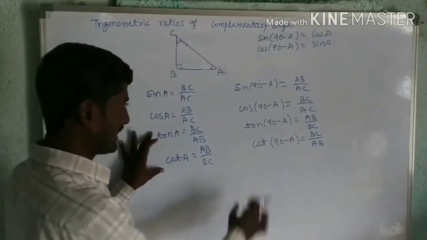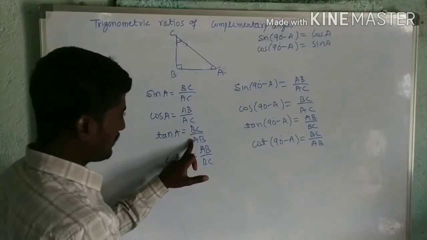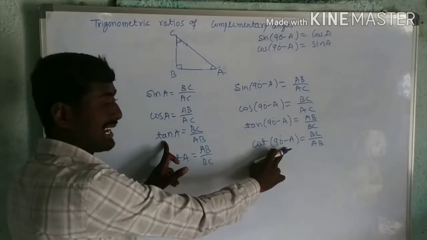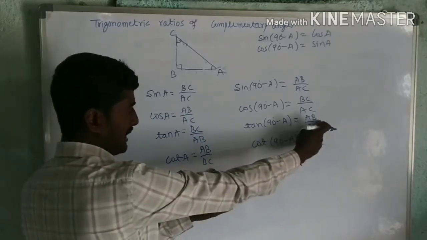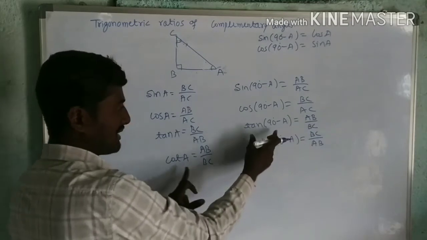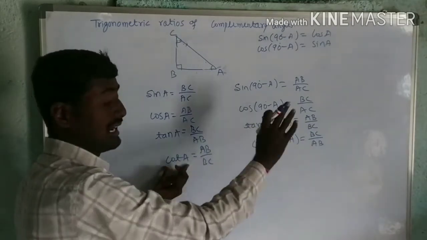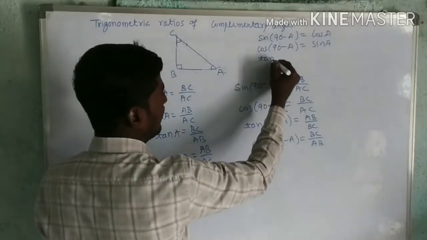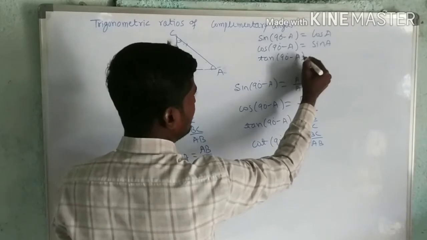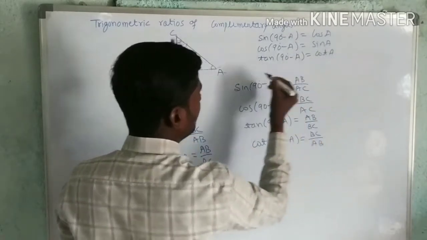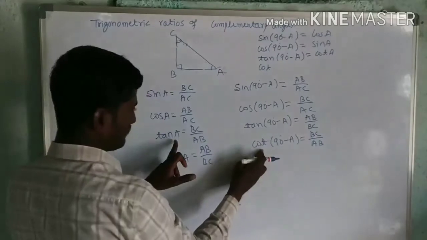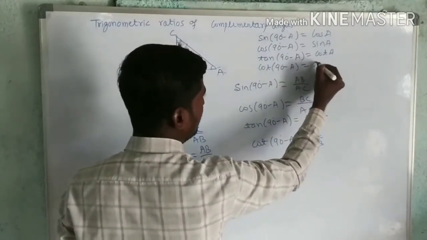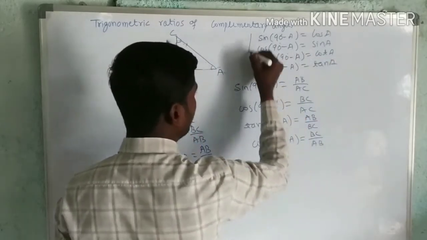Now again, you observe this. Here also BC by AB, here also BC by AB. It means cot of 90 minus A, I can write it as tan A. Then AB by BC, AB by BC. So tan of 90 minus A is equal to cot A. Another two standard formulas I got. That is tan of 90 degrees minus A is equal to cot A, then cot of 90 degrees minus A is equal to tan A. Four standard formulas I got.